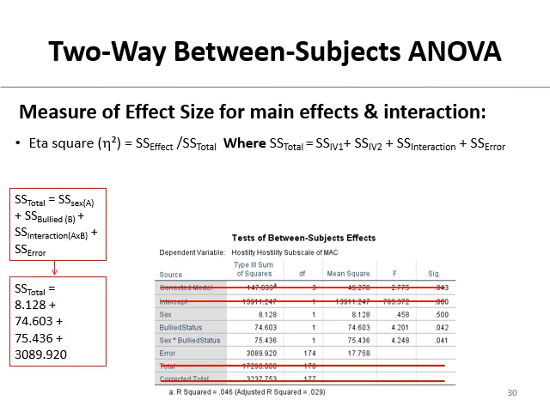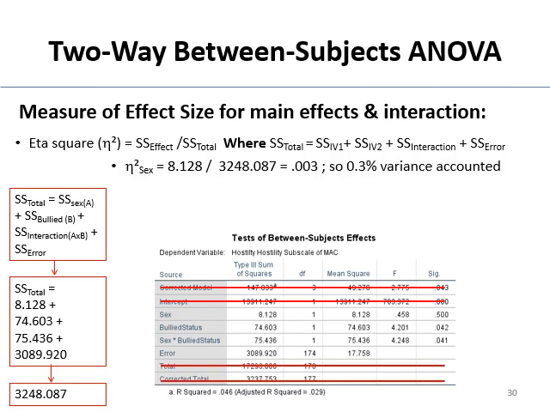There it is, 3,248.087. So our eta squared for sex is 8.25, that's its sum of squares divided by that 3,248. And you get a really teeny tiny number. Remember, it wasn't significant, so it's 0.003, so 0.3% of the variance. It's teeny tiny.